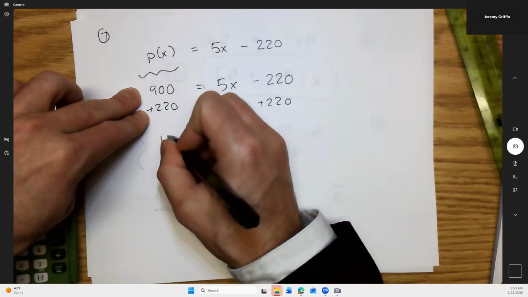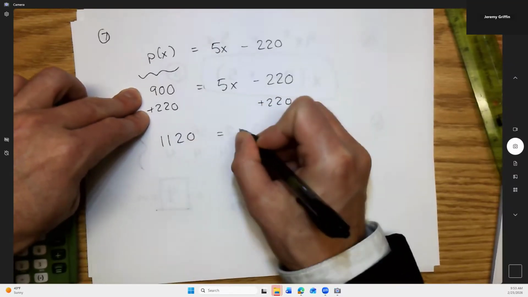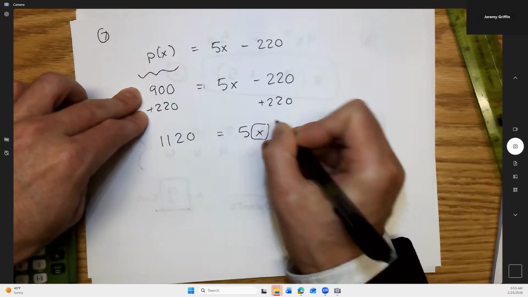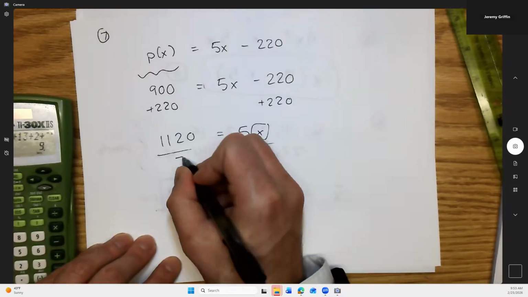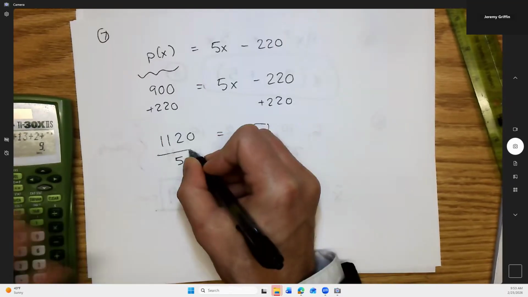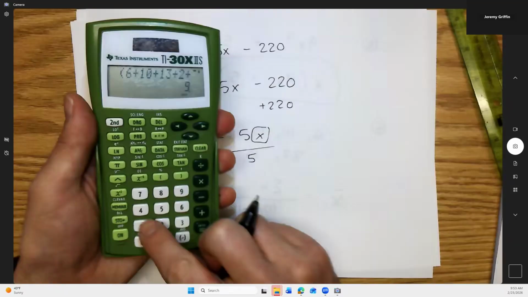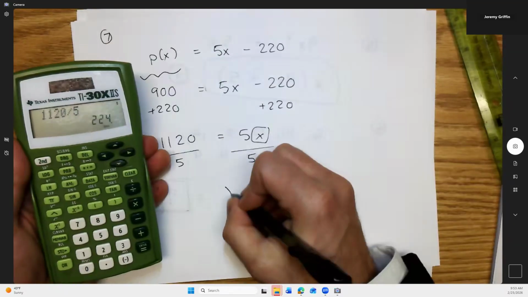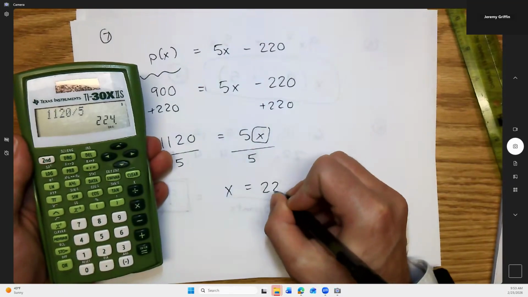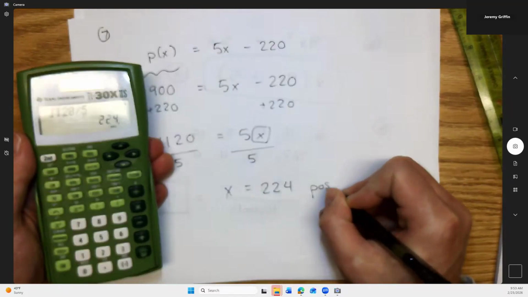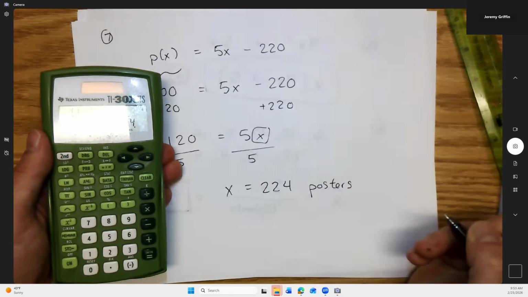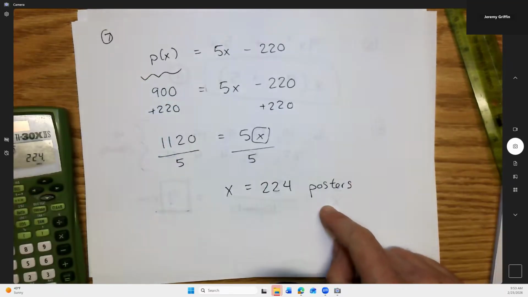What is that? Is that 1120 is equal to 5x? Okay. And then divide both sides by 5. Oh, yeah. Cool. So what is 1120 over 5? Look at it. I'm saying 224 posters. All right, you guys think 224? Yeah. All right. Oh, this was also not multiple choice.